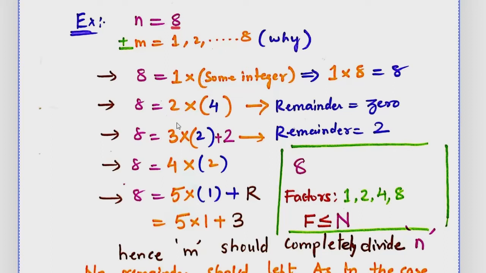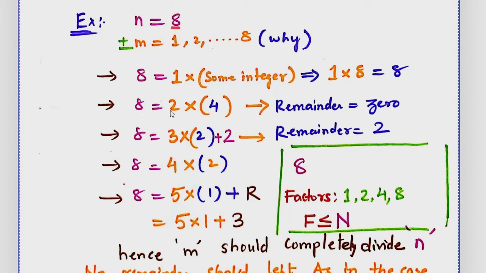Moving on to the second case, if I take 2 from this series, 2 multiplied by 4 gives you 8, and we are not getting any remainder. So the remainder is equal to 0. In the first case the remainder is also 0. So we consider 2 a factor of 8. One thing you can observe is that 4 is also dividing 8, so 4 is also a factor of 8.